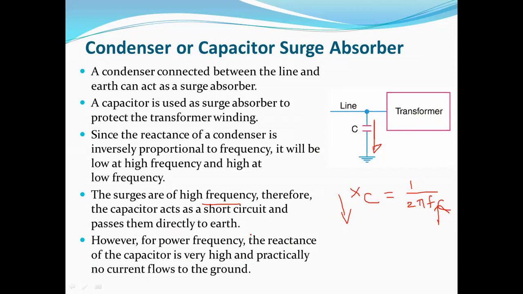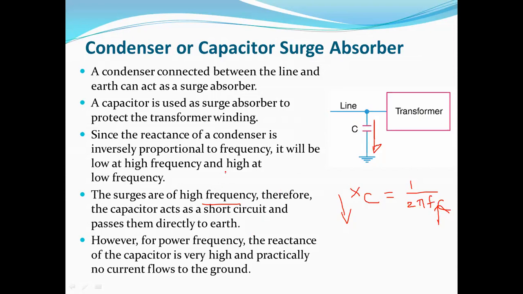And if the reactance is high, the current flowing through that capacitor will be very low, which means the current will not flow towards the ground, right? So in this condenser or capacitor surge arrestor, your capacitor is absorbing that surge, or that increased voltage, and that will be passed to the ground, okay.